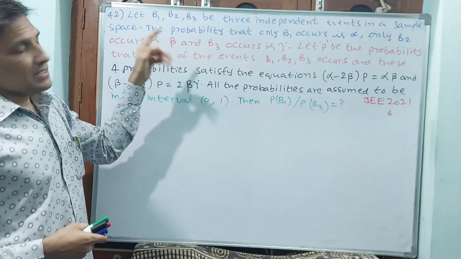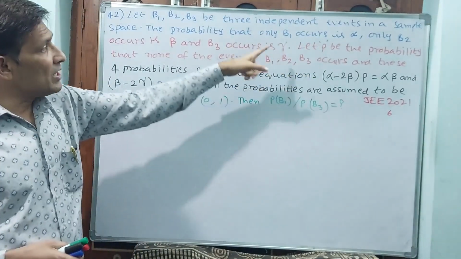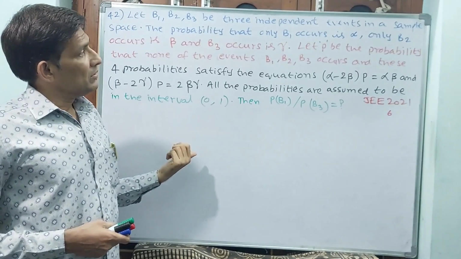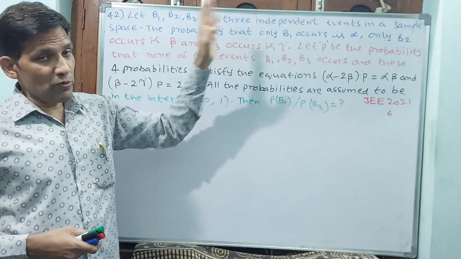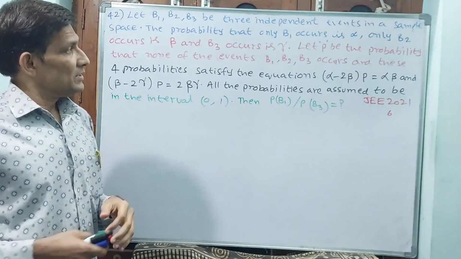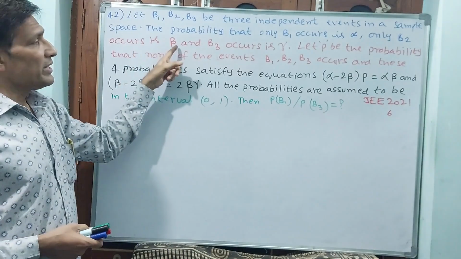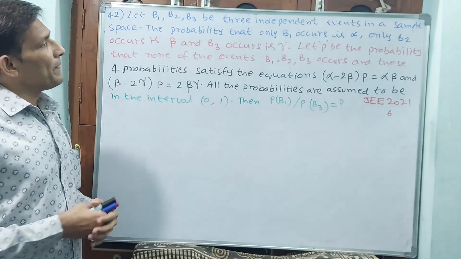In a sample space, the probability that only B1 occurs is alpha. See, only B1 means this is not like probability of B1. It is probability of B1 provided B2 and B3 should not occur. That you have to see. Only B2 occurs means beta and only B3 occurs means gamma probabilities.